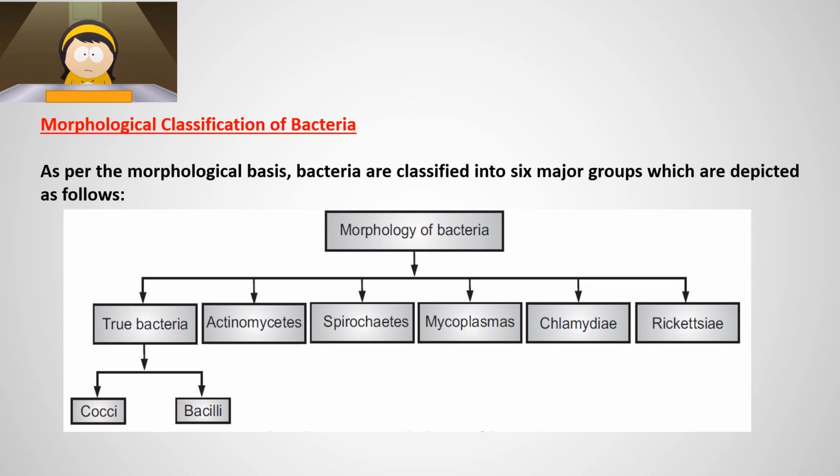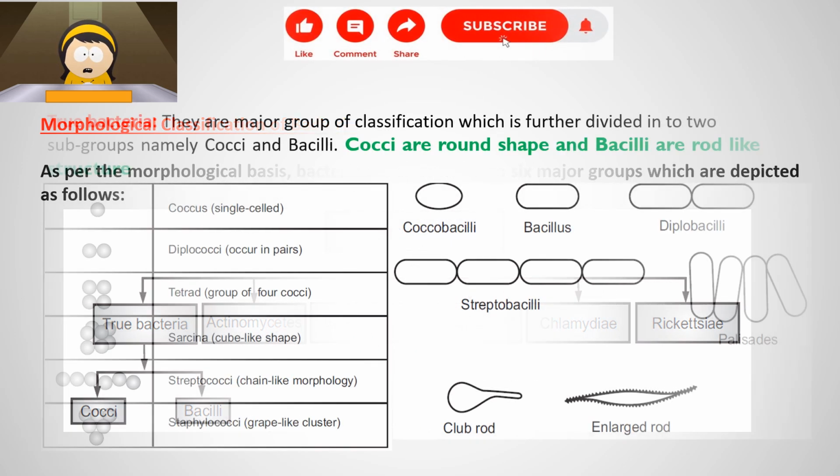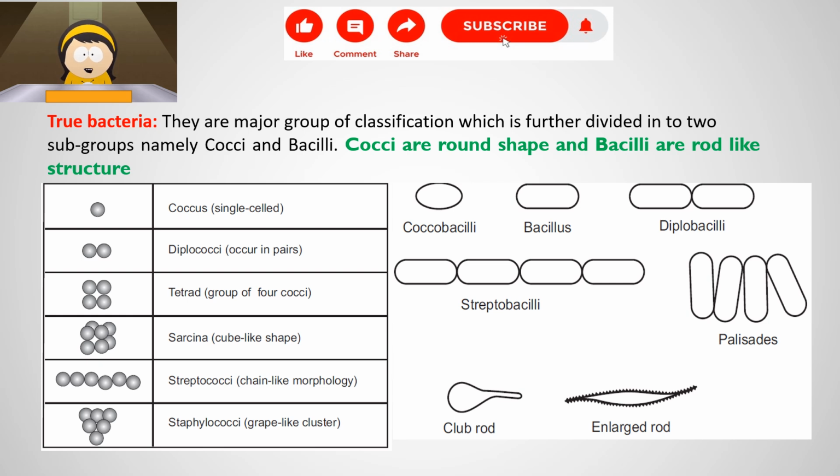This image is showing the morphological classification of bacteria. As per the morphological basis, bacteria are classified into 6 major groups which are depicted as follows. Next is true bacteria. They are a major group of classification which is further divided into 2 subgroups, namely cocci and bacilli. Cocci are round shape and bacilli are rod-like structure.